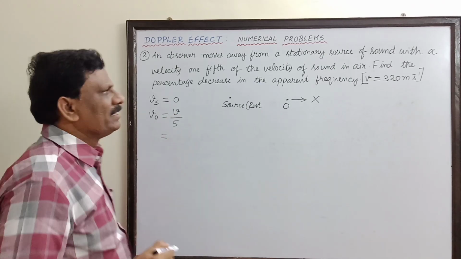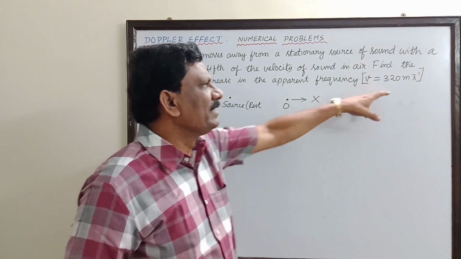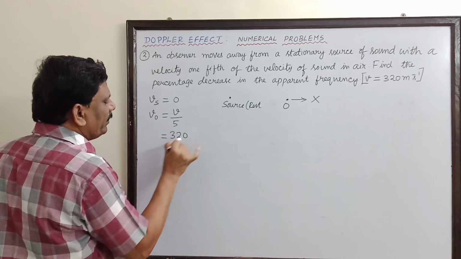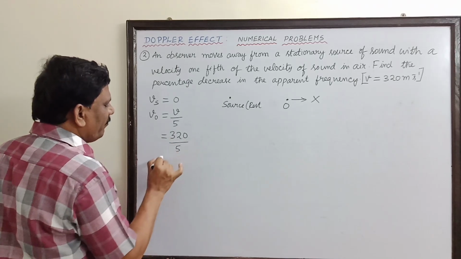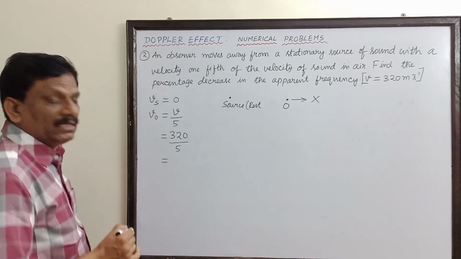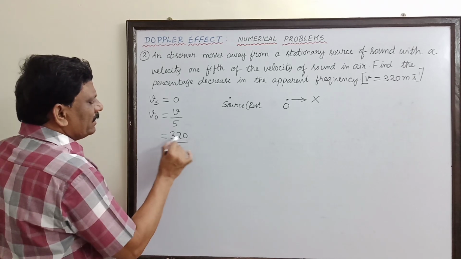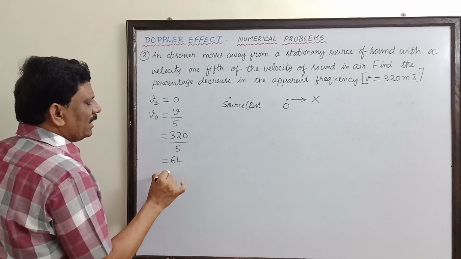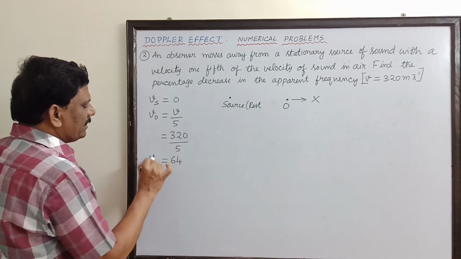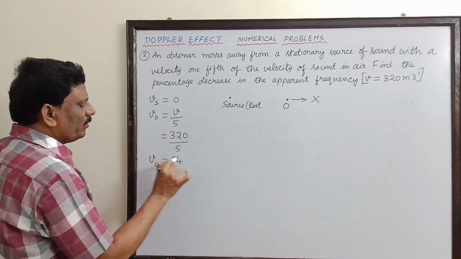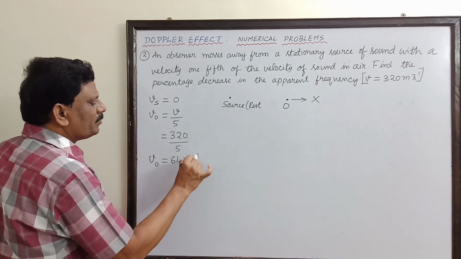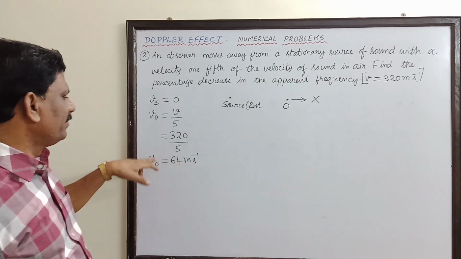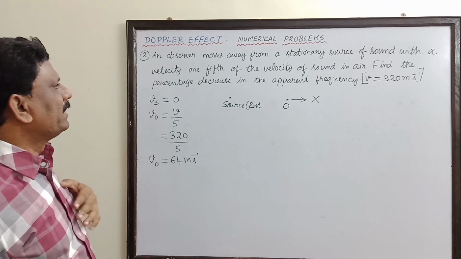So what is the velocity of sound here? This is given as 320. So this is 320 divided by 5. So we will divide it in 30. 6 5s are 30 and 5 4s are 20. So velocity of the observer is now equal to 64 meters per second, because it is 1/5 of the velocity of sound. Okay, what next?